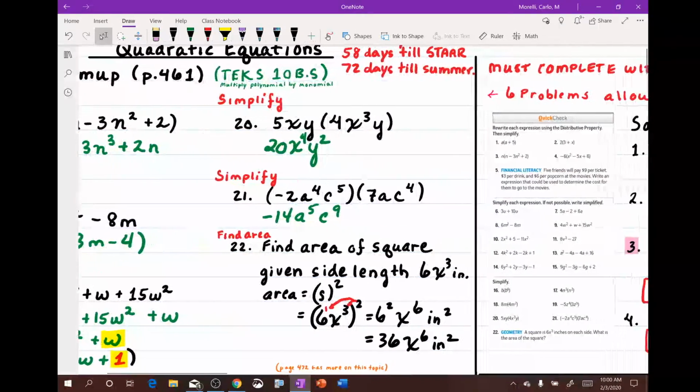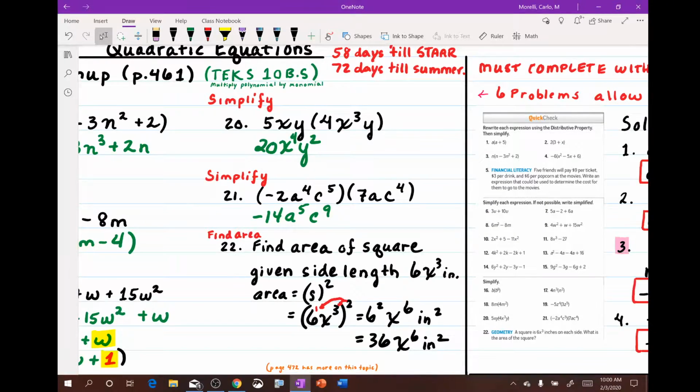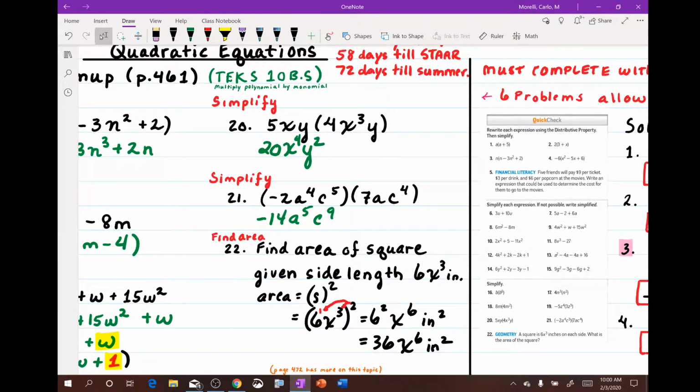If you end up using the textbook, this is where they came from on page 461.